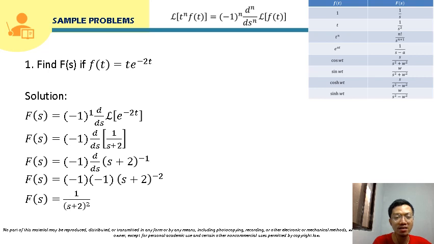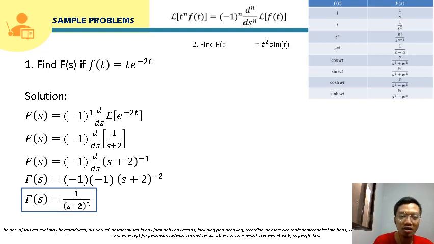Simplifying this, negative 1 times negative 1 becomes positive, and then s plus 2 raised to negative 2. We can rewrite it this way as 1 over s plus 2 squared, which is equivalent. So this is now the answer for this.